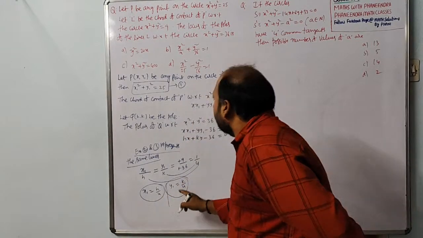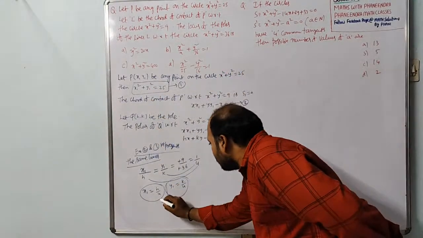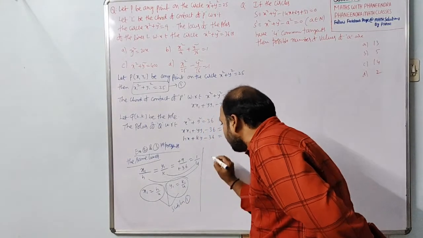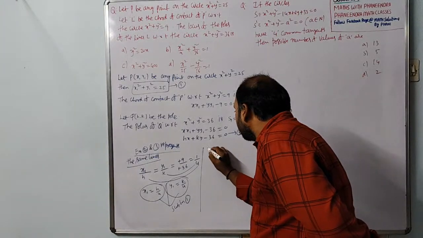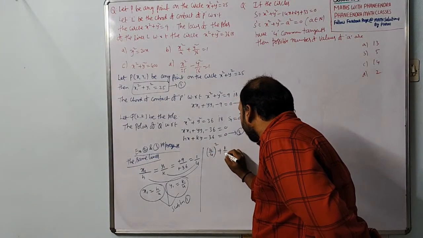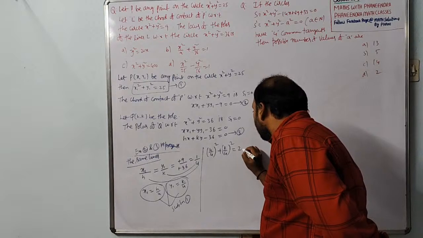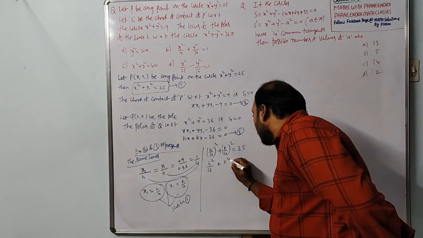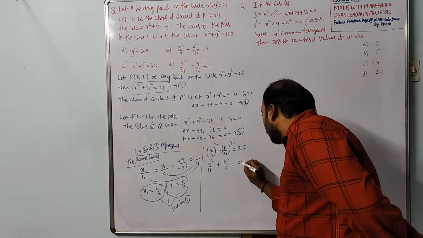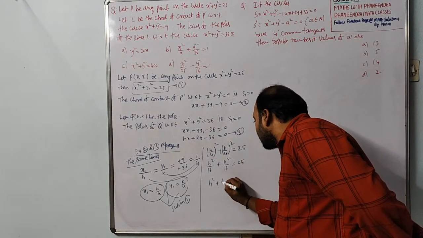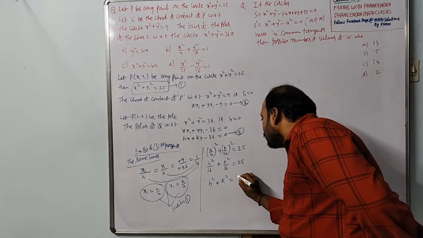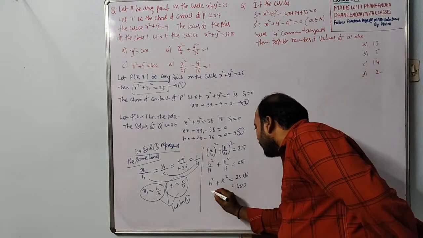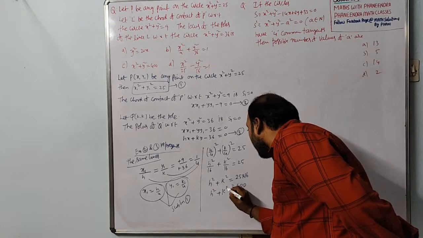Where will this x1, y1 lie? Substitute in equation 1: h by 4 whole square plus k by 4 whole square is equal to 25. H square by 16 plus k square by 16 is equal to 25. H square plus k square is equal to 25 into 16, so 400. H square plus k square equal to 400.